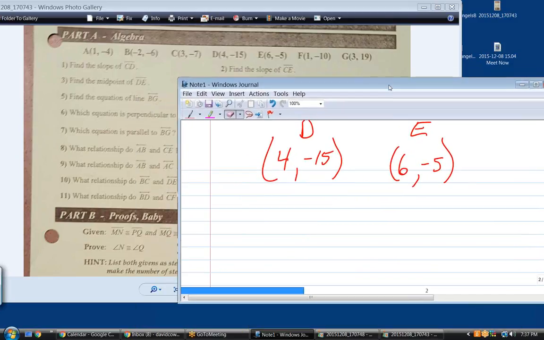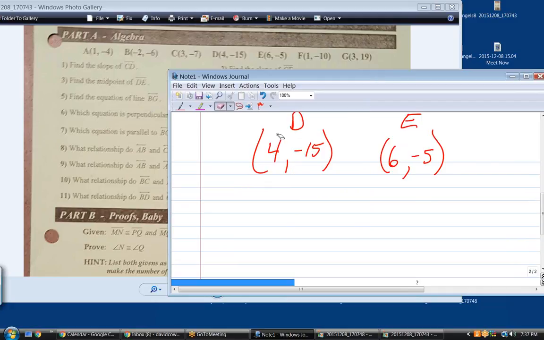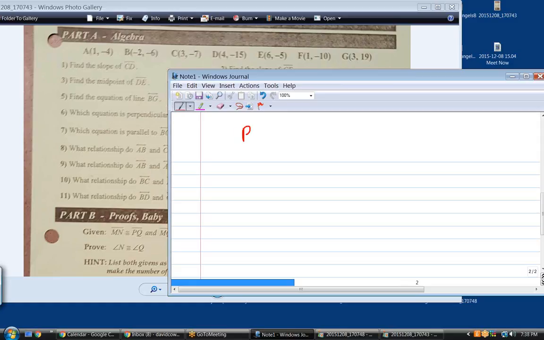Let's talk about the equation of the line BG. I kind of like that they're doing this stuff because this stuff is stuff that you're going to have to know for a long time. This is stuff that really is fundamental to a lot of math, actually. So, if I want the equation of that line, what's the most important thing? What do I need always?